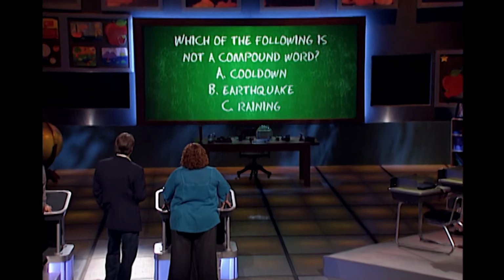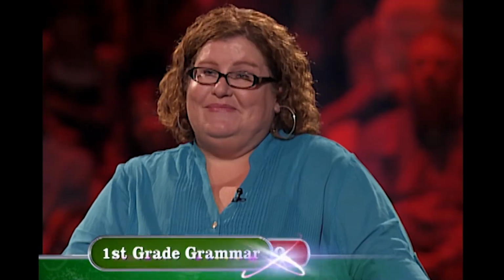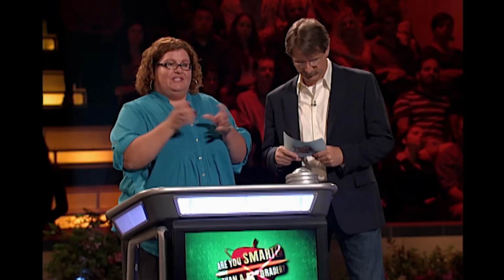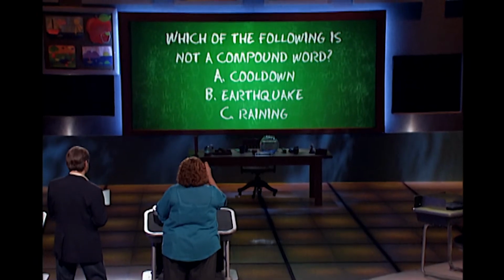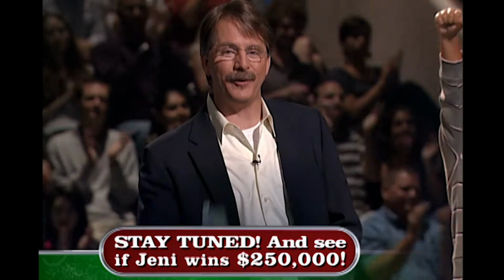Which of the following is not a compound word? Cool down, earthquake, or raining? Kevin's locked in his answer. Well, a compound word is two words put together to make one word. Cool down and earthquake all fit that category. Raining, letter C, is not a compound word. There's a good chance in just a little while that it is going to be raining money because you are absolutely right. She's on a roll. Can she take home $250,000? We're going to find out right after this. Good job, Jenni.